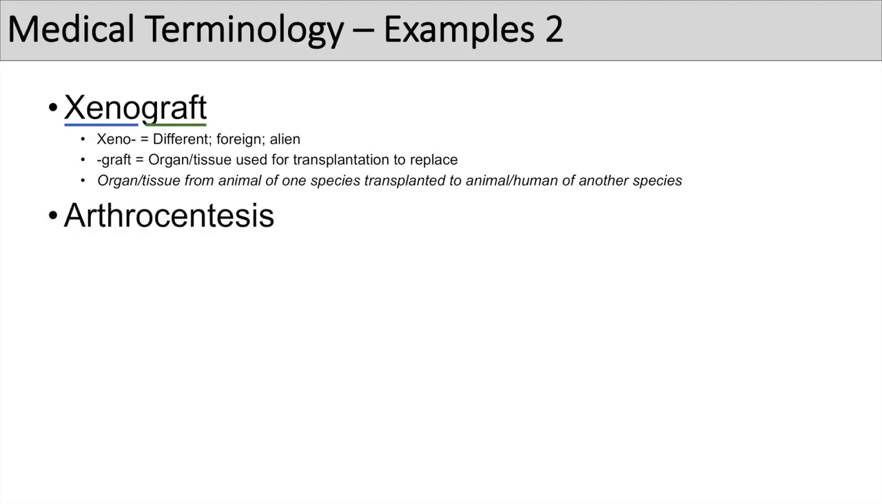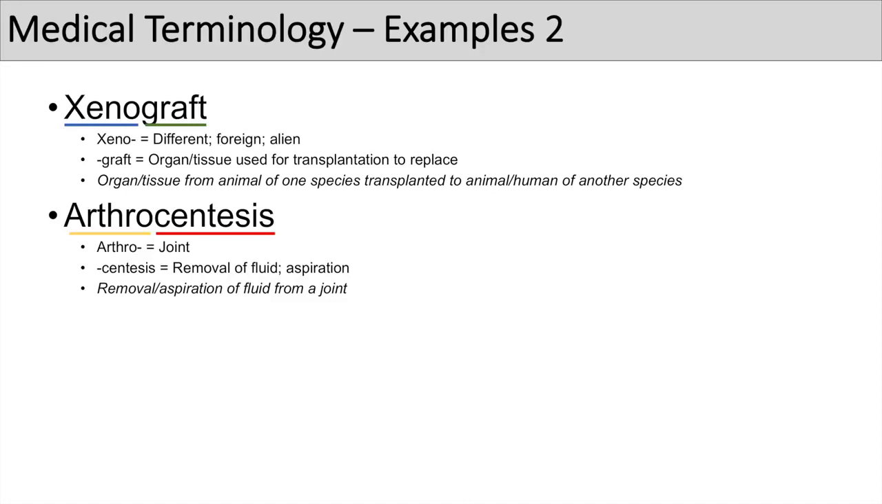But the next word we're going to talk about is arthrocentesis. So again, we break it down. Arthro we've learned means joint. And when we look at the suffix centesis, we learn that centesis means removal of fluid or aspiration. So arthrocentesis means a removal or aspiration of fluid from a joint.